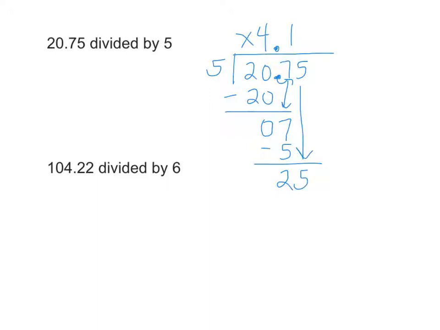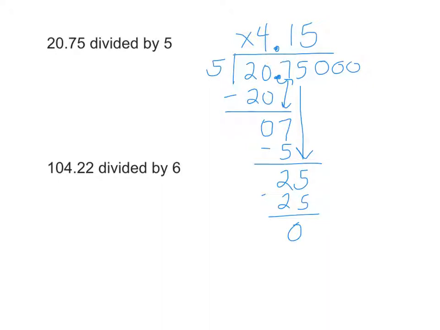5 can fit into 25 evenly 5 times. 5 times 5 is 25. And when I subtract, I get 0. Because I have arrived at 0 and there's no other number behind it for me to pull down, I can stop my problem here. If there were a remainder, I would go ahead and add zeros behind the decimal and continue to pull those zeros down.